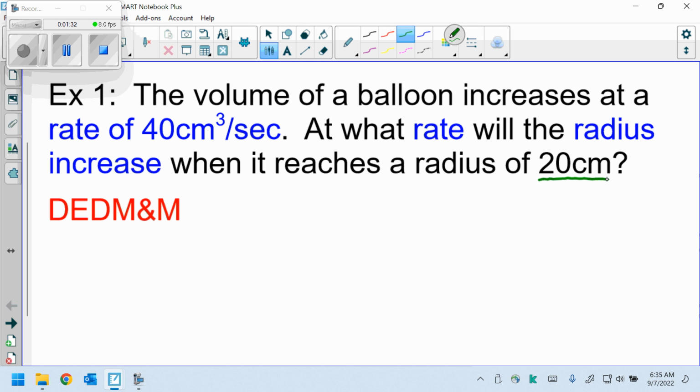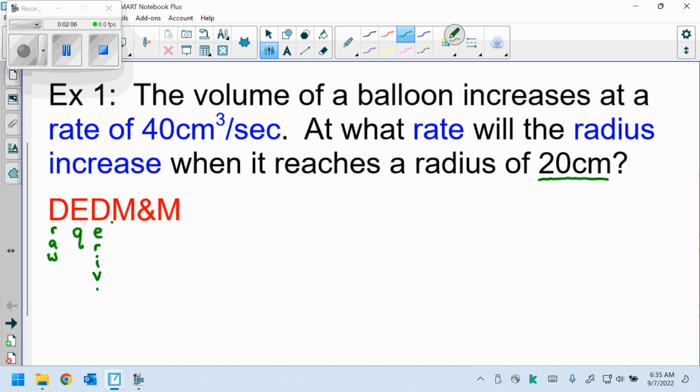All right. Now, the method, or the acronym we use for this, kind of like we used DOFT for implicit differentiation, with related rates, we're using dead M&M. We are going to make a drawing. We're going to have an equation. Once we have that equation, that's when we're going to find the derivative. Remember, with respect to time.